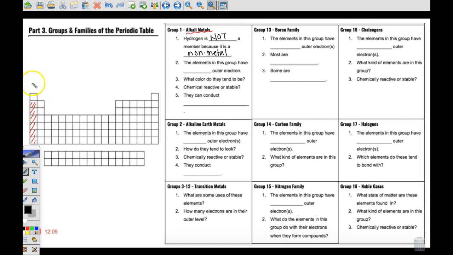But the reason it's placed over here is because it has one valence electron. So it fulfills that requirement to be in that particular column because everyone in that column or group has one outer electron. Alkali metals are extraordinarily reactive. They will react with air or water, but before they do so, they tend to have a silver or a white appearance. And alkali metals are excellent conductors of electricity.